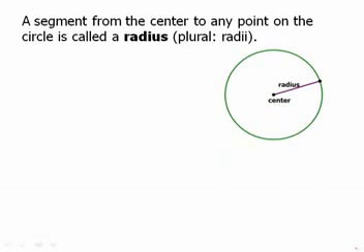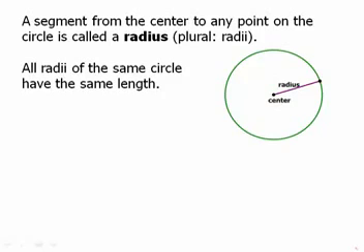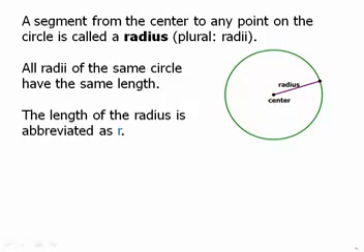A segment from the center to any point on the circle is called a radius, and the plural of that word is radii. All radii of the same circle have the same length, by definition. The length of the radius is abbreviated as r.